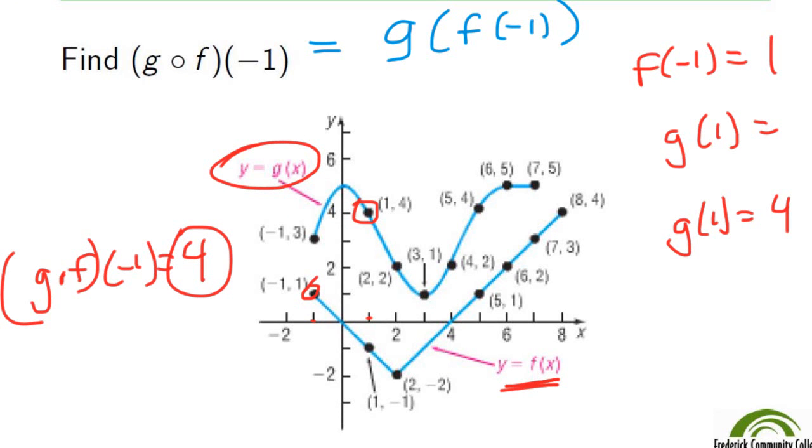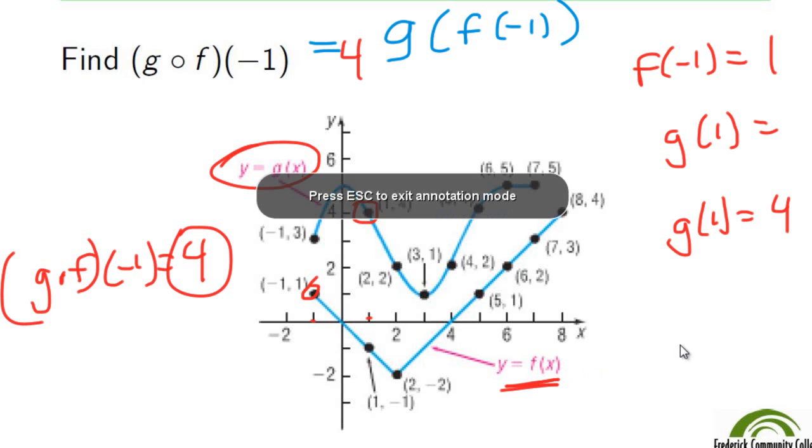So my final answer is 4. And that's how you evaluate graphs. Just basically go to the input, and whatever the output is becomes the next input, and that's how we go through that.